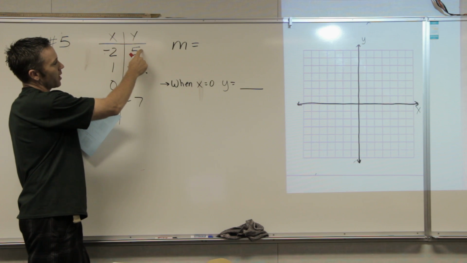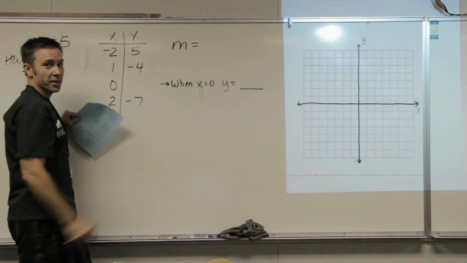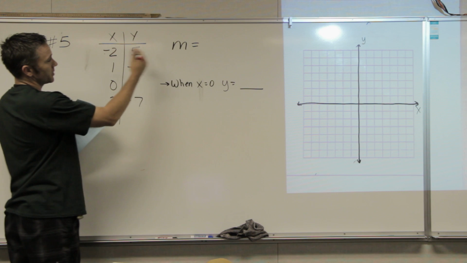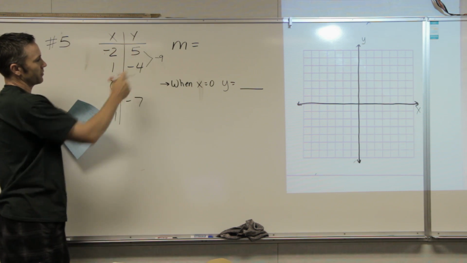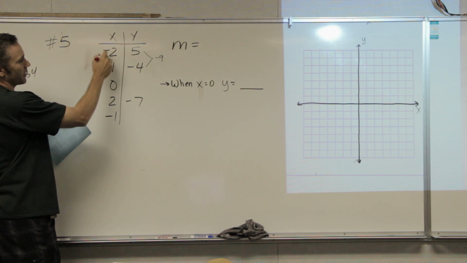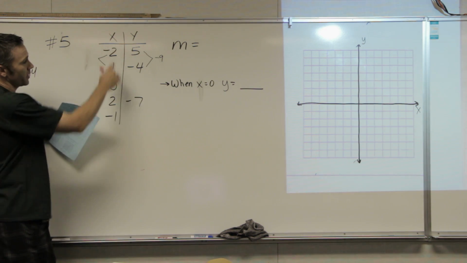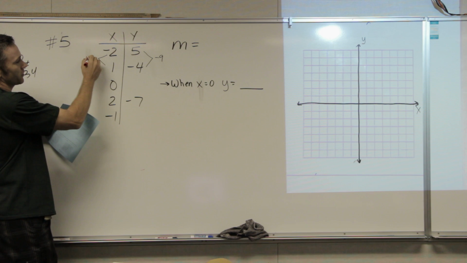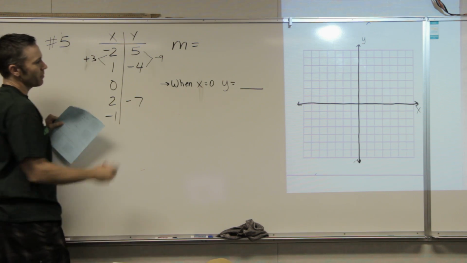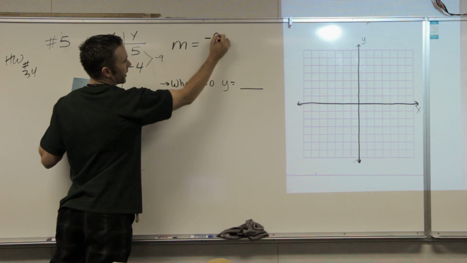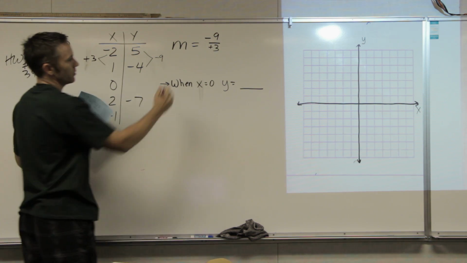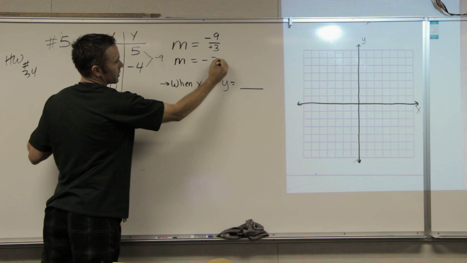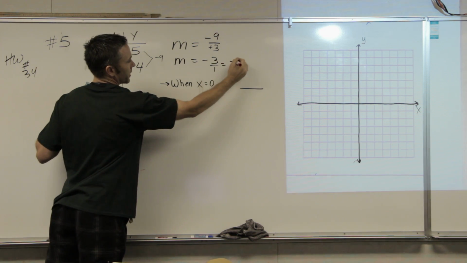And we're going to start with the y value. Going from 5 to negative 4, that's a difference of negative 9. So you're going down 9 from 5 to get to negative 4. And on the x values of the same 2 points, we're going from negative 2 to 1, which is a difference of positive 3. That makes the slope negative 9 over positive 3. And when you reduce that, you get a slope of negative 3 over 1, or just negative 3.